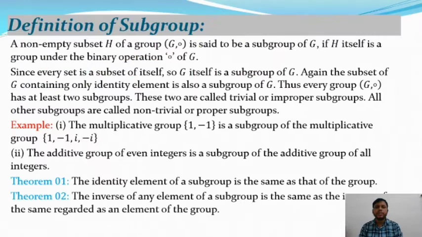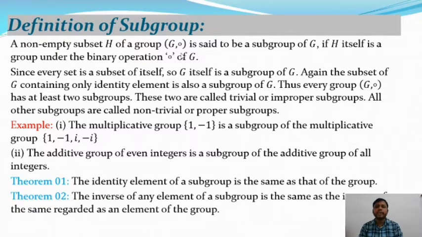At first we will begin with the definition of subgroup. A non-empty subset H of a group G composition is said to be a subgroup of G if H itself is a group under the binary operation composition of G. So what is the definition of a group? G is a non-empty set and composition is a binary operation satisfying the following properties: G composition satisfies the closure property, associative property, identity property, and inverse property. Then G composition is a group.